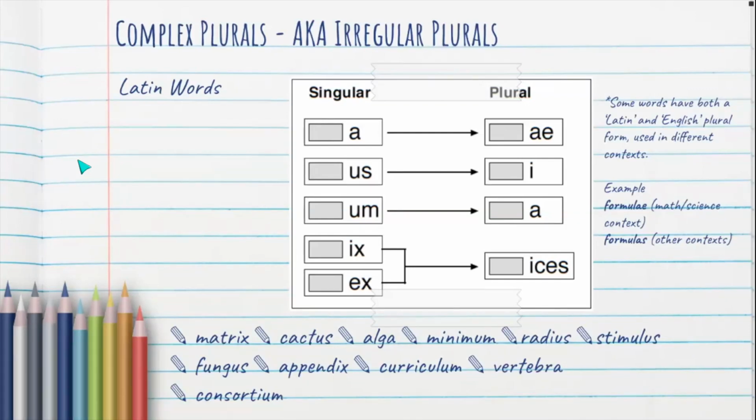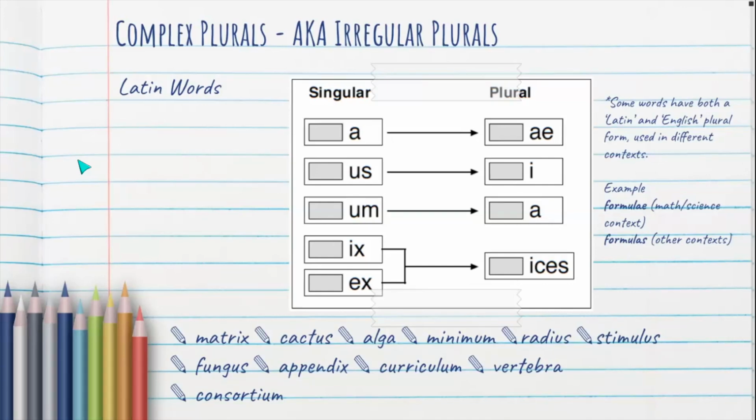Thankfully, these actually fall into some really nice little categories that you could do some word study and word sorts with your students to help them understand some of the patterning. So if we have a word that is of a Latin origin, then if it ends in the endings on the left in the singular column, how we make it plural is listed on the right.